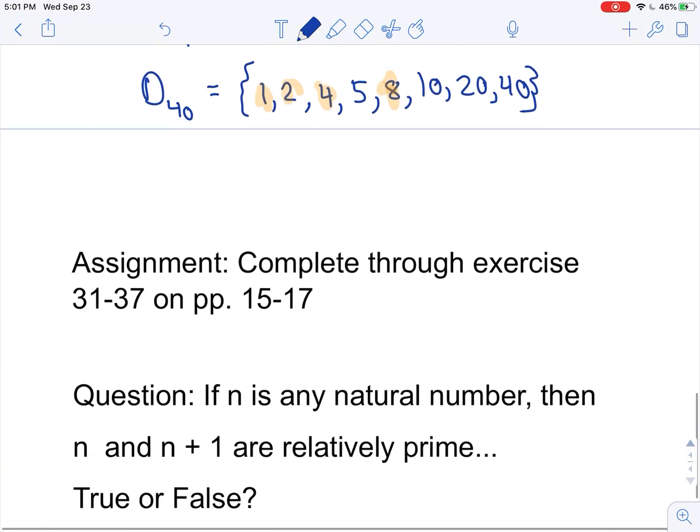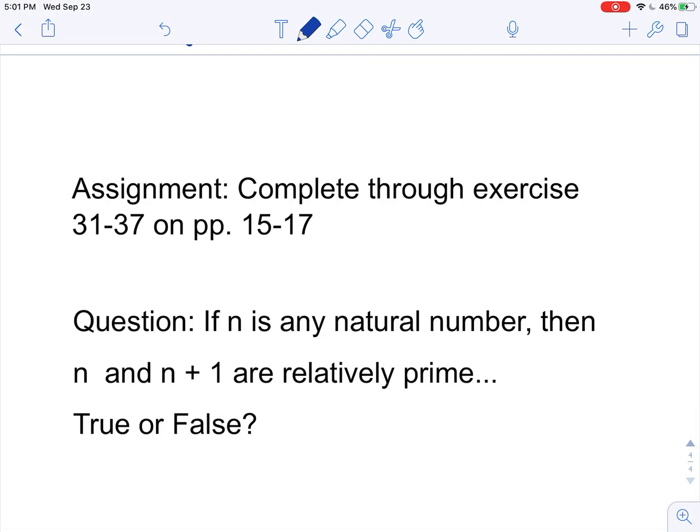Just like that. So, your assignment for today, obviously, is to watch the video there on exercise 37, but complete exercises 31 to 37 on pages 15 through 17.